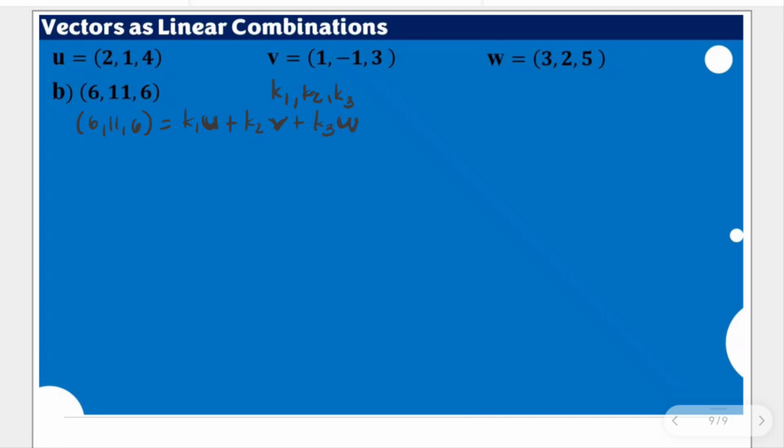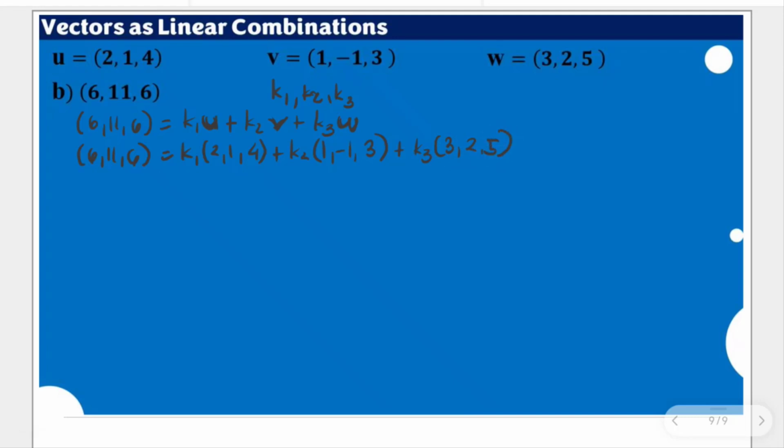Okay, so we need to see if they really exist, and if they exist, what the values are, and then decide whether (6, 11, 6) is a linear combination or not. So we can substitute the values for our vectors: (2, 1, 4), plus k sub 2 times (1, -1, 3), plus k sub 3 times w, which is (3, 2, 5).